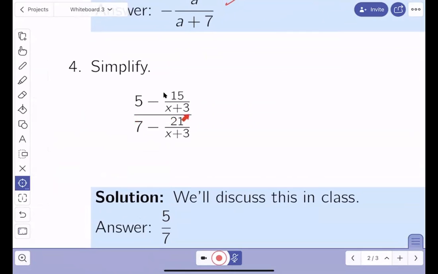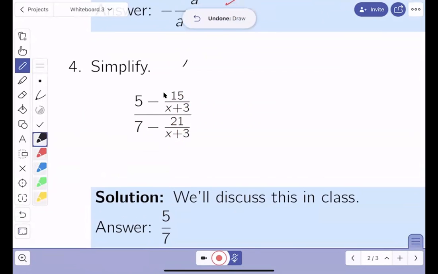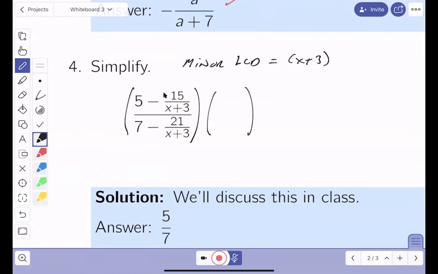This is a major fraction bar. These are the two tiny fractions in it. They're called minor. What's the LCD of the minor? Well, there's only one denominator. So the minor LCD, let's go back to black, sorry about that, is just x plus 3. What are you going to do? Multiply the top and the bottom by that minor LCD, which is x plus 3.